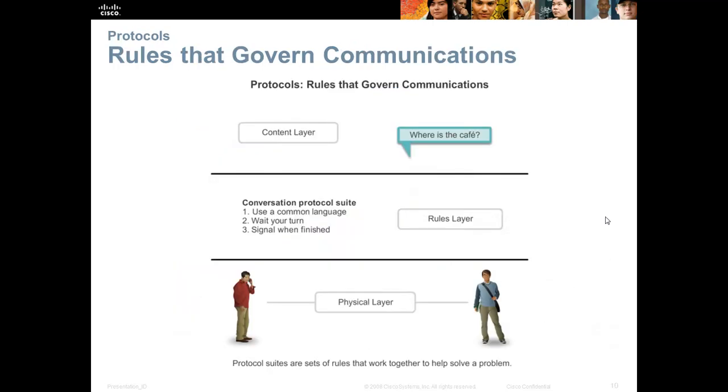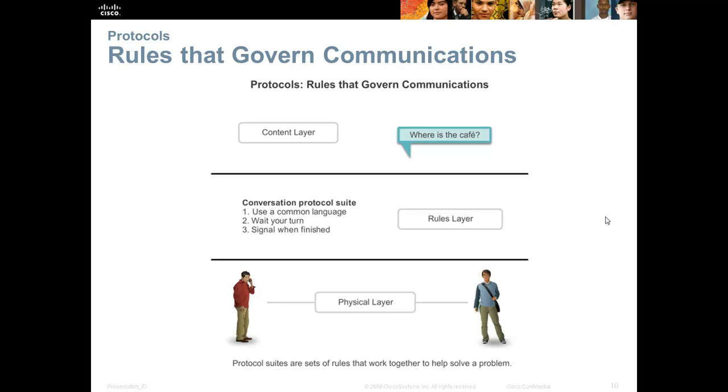So we talked about some different things that must happen during communication. Who the sender is, who the receiver is, how we're going to acknowledge, how fast we're going to send. All of these different things that happen in a computer network are governed by our protocol. Our protocol is our rule or our language, and it governs how the communication is going to take place.